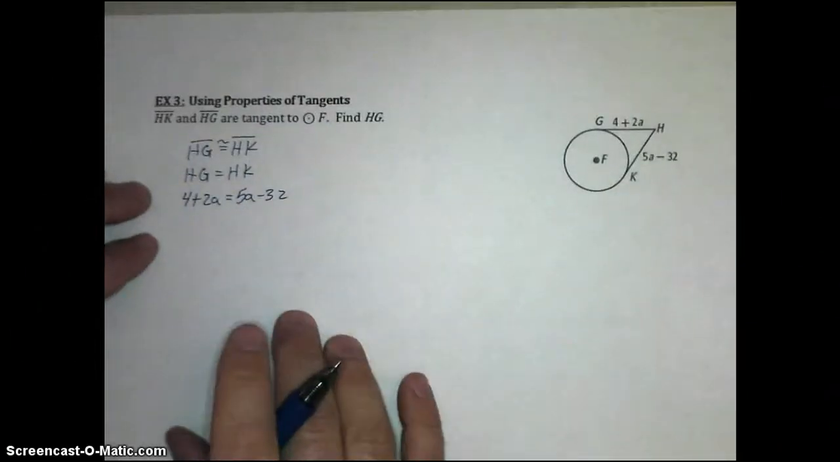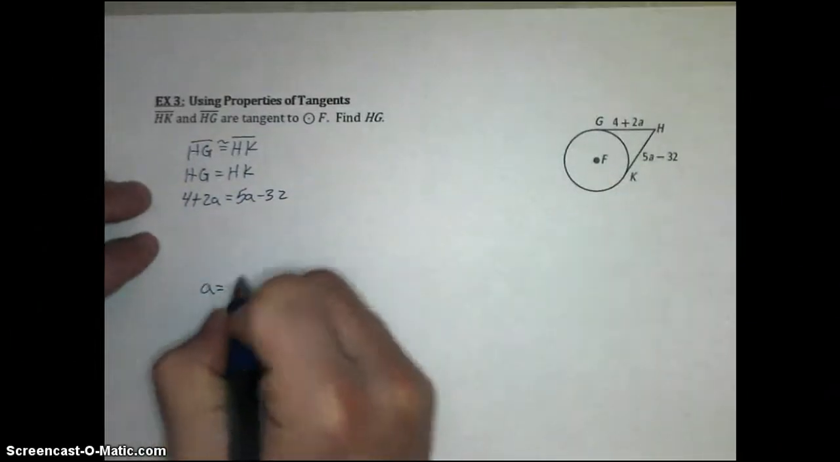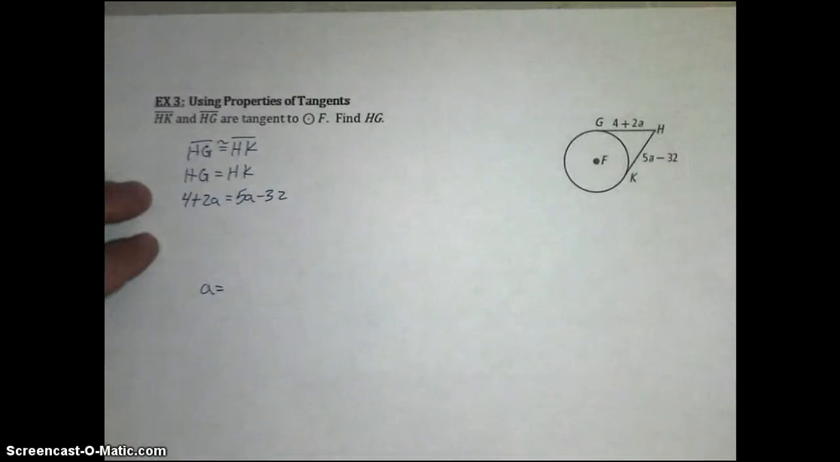Why don't you solve that equation for A? Once you know what A equals, we can plug it back in to find HG. So go ahead and do the rest of this example. Pause the video so you have enough time. When you're ready, click play and we'll check our answer.